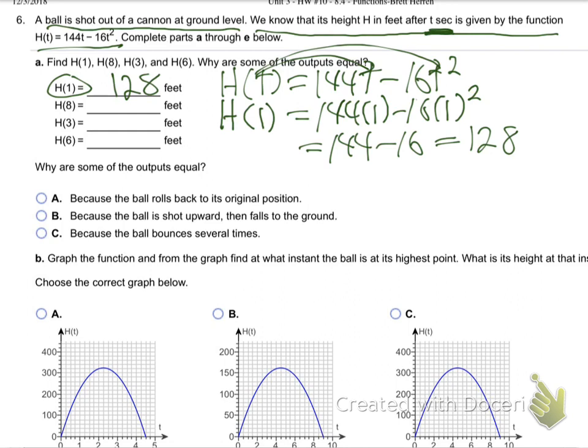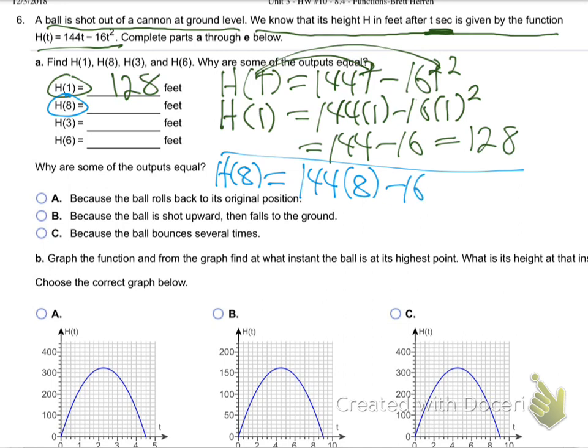Let's try the next one. Next one, h of 8. Plug in 8 for t. And you're going to need a calculator. Okay, and that comes out on my calculator, 128. Interesting. It's at 128 feet high after 8 seconds also. Okay, let's try another one.